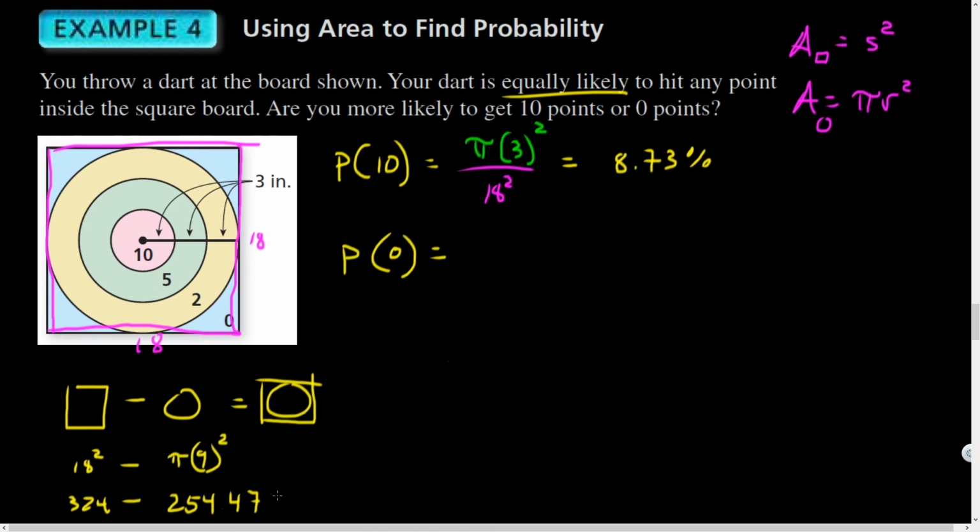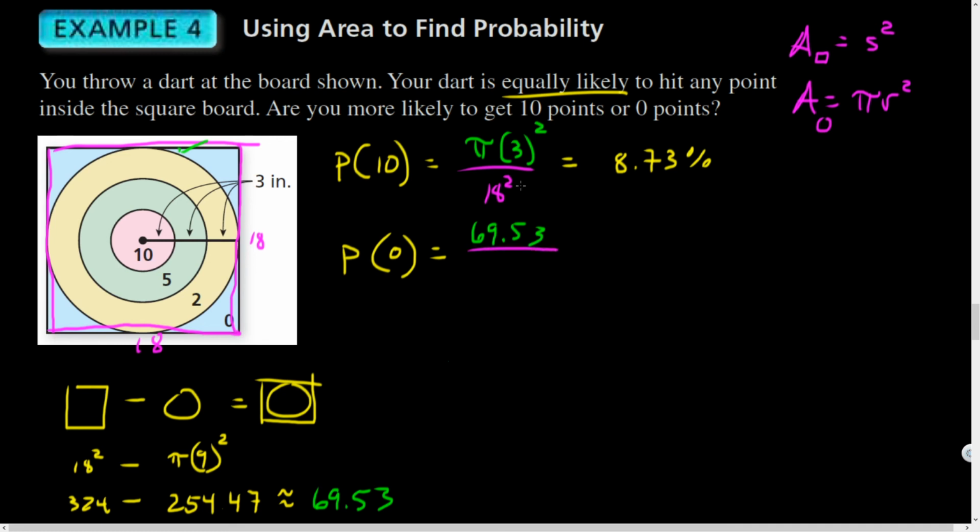254.47 roughly. And so that's equal to, and I guess I'll write this in green, 324 minus the second answer. And so I'm getting 69.53. And so this is the area of these little crusty pieces there, the leftovers, in square inches.